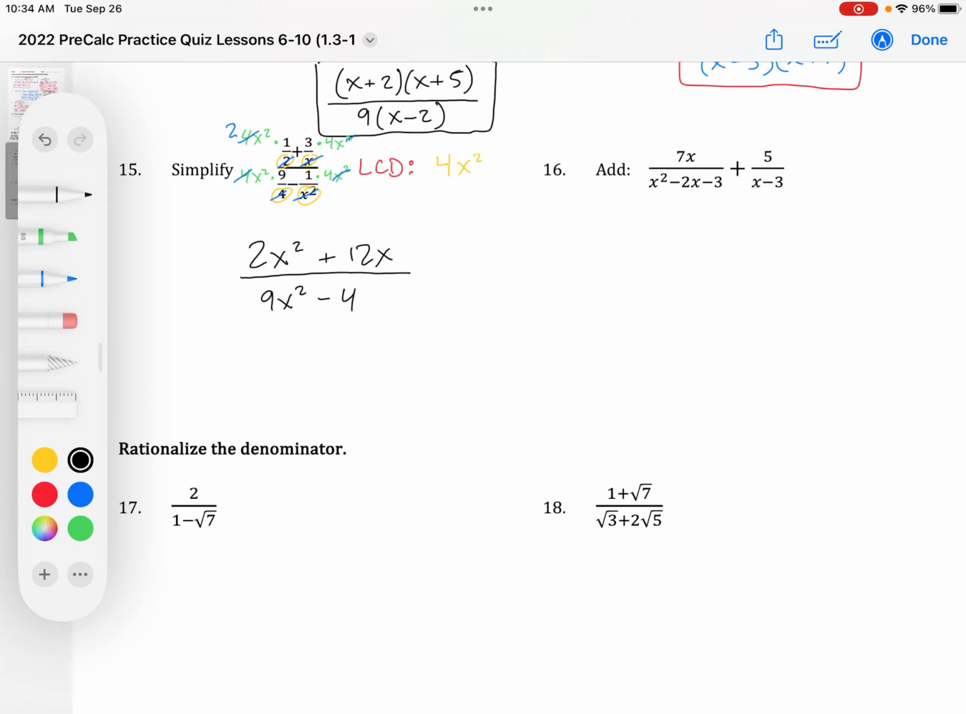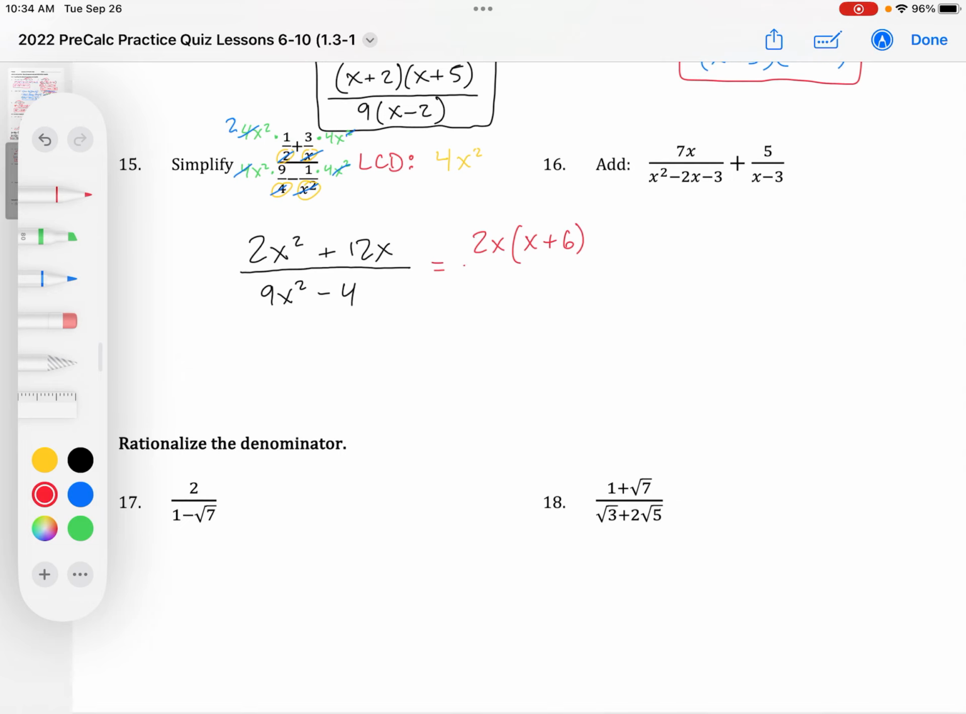Now, what I'm noticing here is that we can do some factoring. So let's actually try to factor this a little bit. If we factor, we get 2x times x plus 6. And then in the bottom, that's a difference of squares. So we can say 3x plus 2 times 3x minus 2. But I'm noticing that nothing cancels here. So at this point, I would just say, okay, I took the time to factor it. I'm just going to say that's my answer.